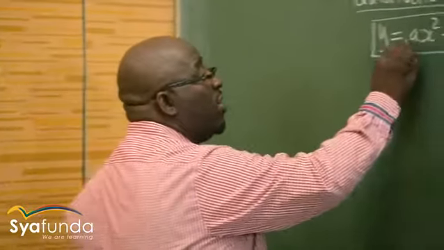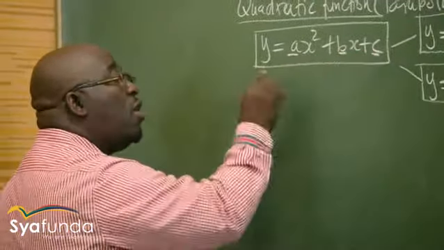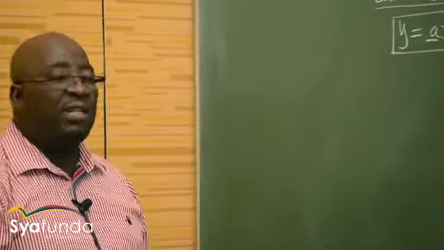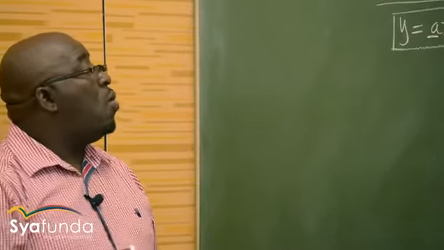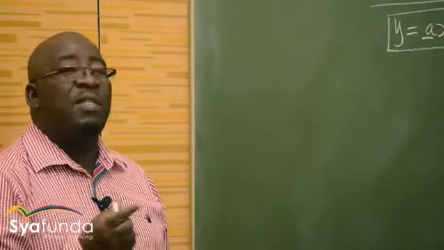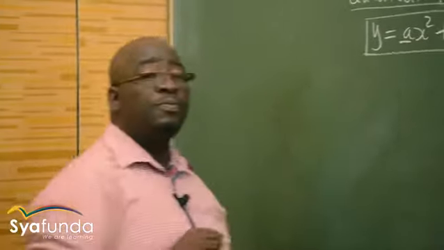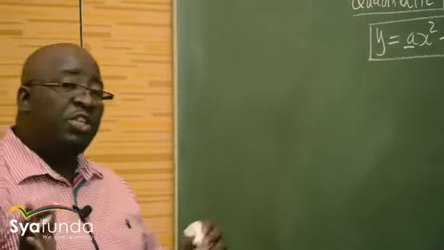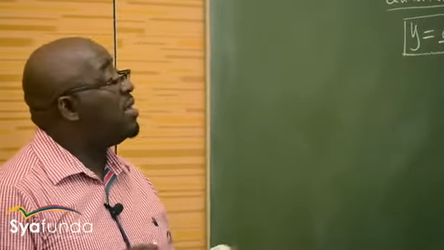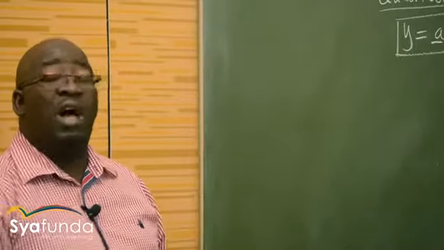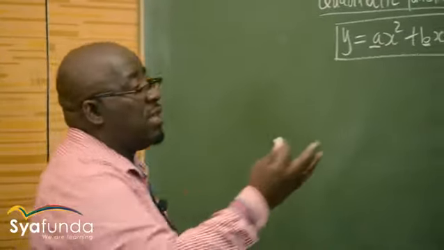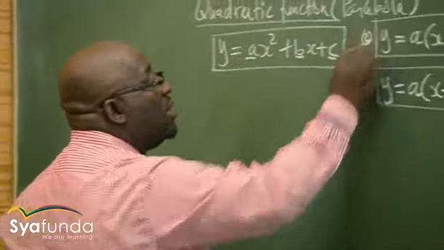Remember, we said we're looking for a, for b, for c. All these are variables and the effect they have on our graph. A tells us whether the graph faces up or down. B will shift our graphs along the x-axis. C will tell us where the graph cuts the y-axis. That is that graph. We look at this one, the second one, and the third one.